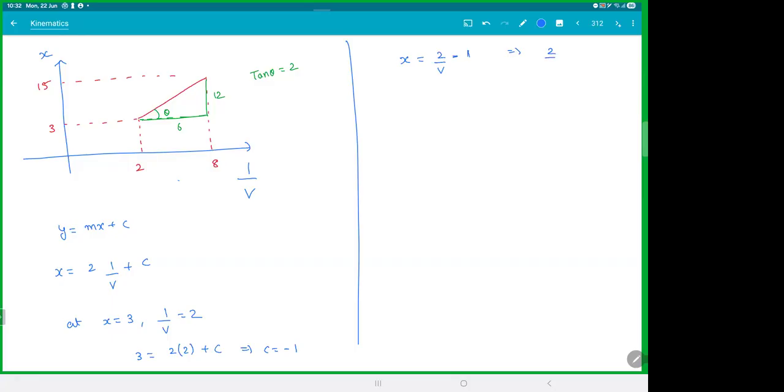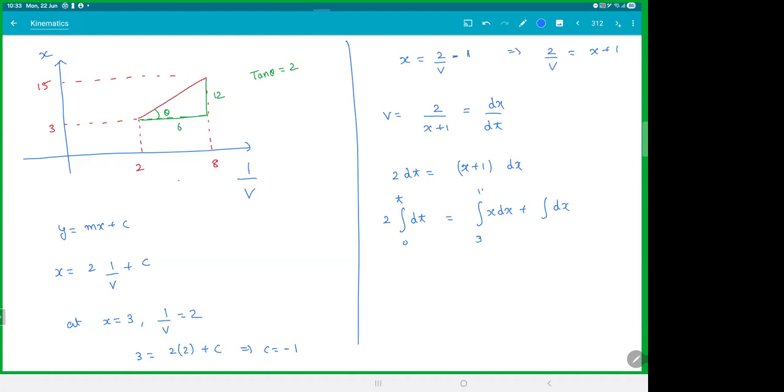So we get 2 by v is x plus 1. And then I can write v is equal to 2 by x plus 1, which is nothing but dx by dt. So this is 2 dt is equal to x plus 1 dx. Integral dt from 0 to t, and this would be integral x dx plus integral dx.